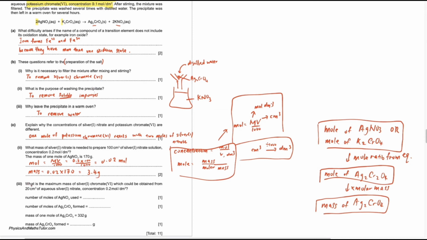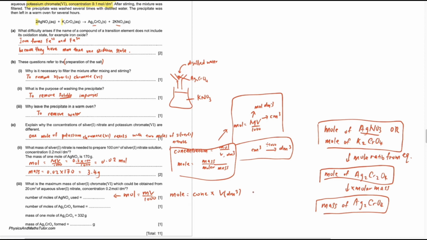So let's see what information is given here. They give us 20 cm cube silver 1 nitrate, concentration 0.2. So it seems like we can use mole equal to mv over 1000 to find the mole of this one. If you are not used to mole equal to mv over 1000, you just take mole equal to concentration times volume in dm cube. Either this formula or this formula, depending on which one you are used to. We take the 0.2, multiply with the 20, but the 20 has to be divided by 1000 to change from cm cube to dm cube.